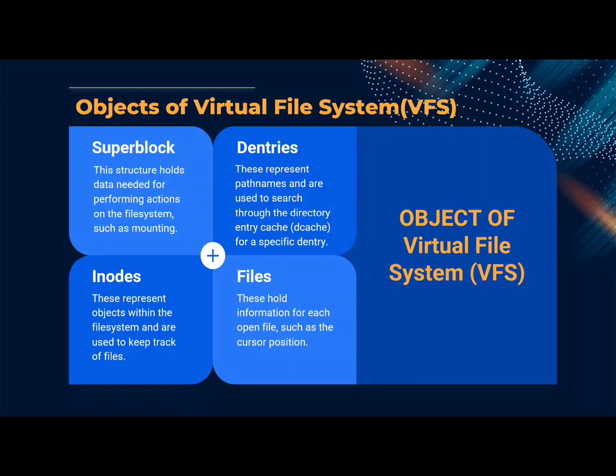Next are dentries. These represent path names and are used to search through the directory entry cache, or dcache, for a specific dentry. Next are inodes. These represent objects within the file system and are used to keep track of files. And lastly, files. These hold information for each open file, such as cursor positions. Okay, we may proceed to explaining each of these objects.